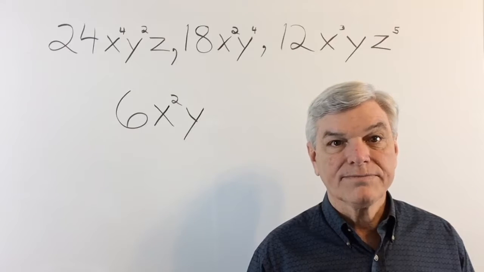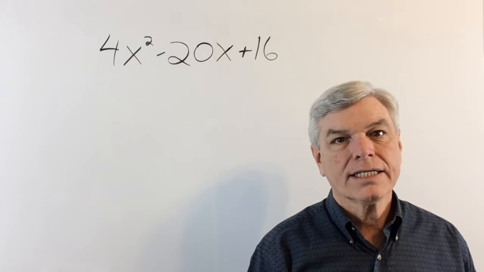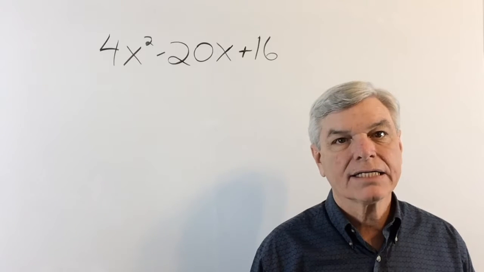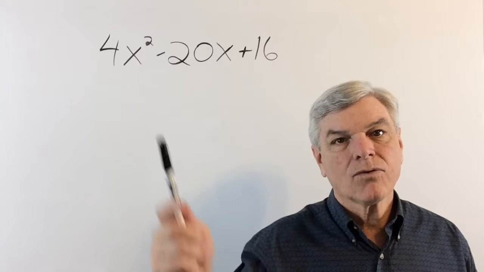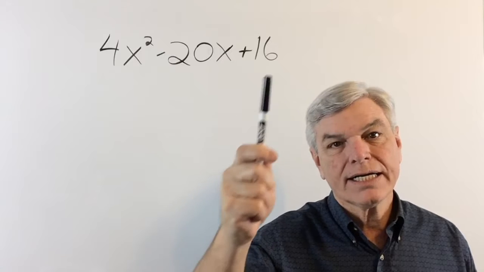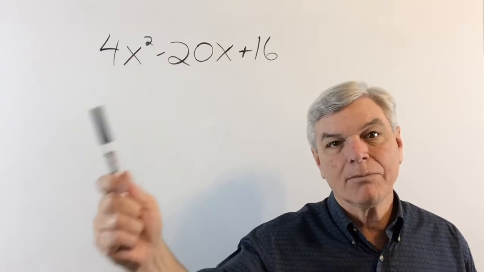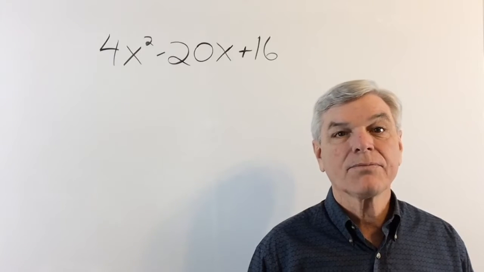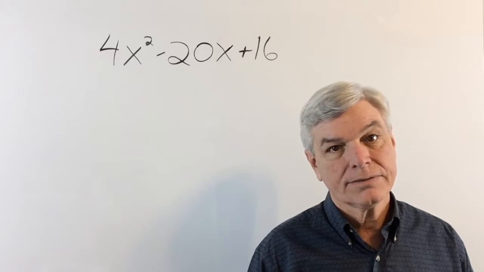Now let's try another one. Okay, numerically, I think this is pretty obvious. 4 is going to be the greatest common factor. I can get a 4 out of here, I can get a 4 out of here, and I can get a 4 out of there, and I can't get more than a 4 out of 4. So that's pretty simple. If it's not, go through the process that I've already taught you.